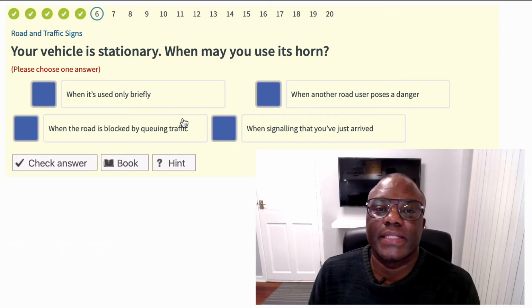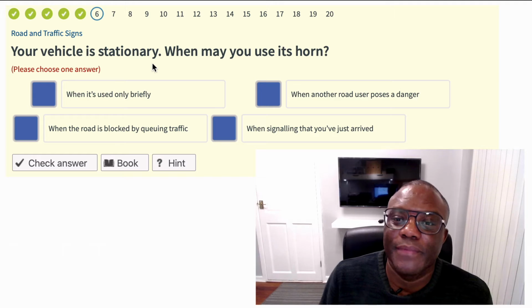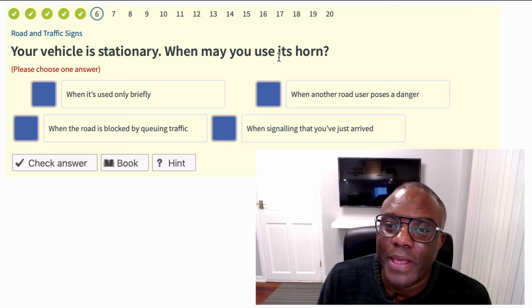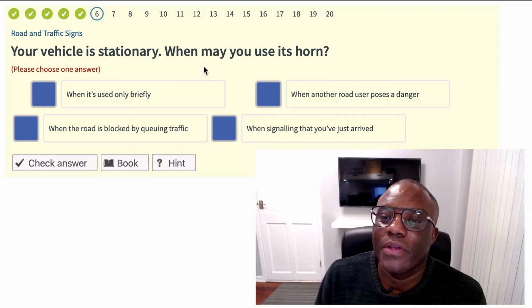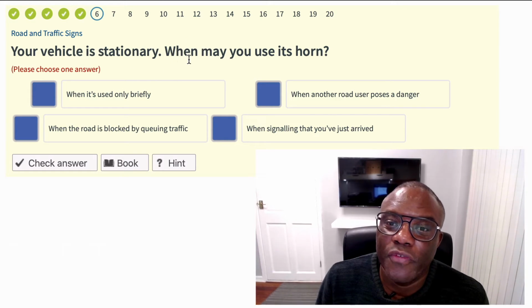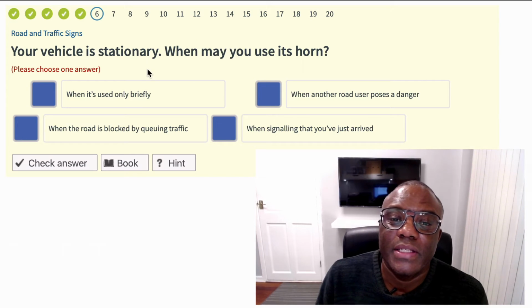Number 6, your vehicle is stationary. When may you use its horn? So your vehicle is stationary. When may you use your horn? This is based on the highway code. And in the highway code, it does say use your horn to warn of your presence if there's a danger around you. So use your horn of your presence. So we're looking for something along those lines.